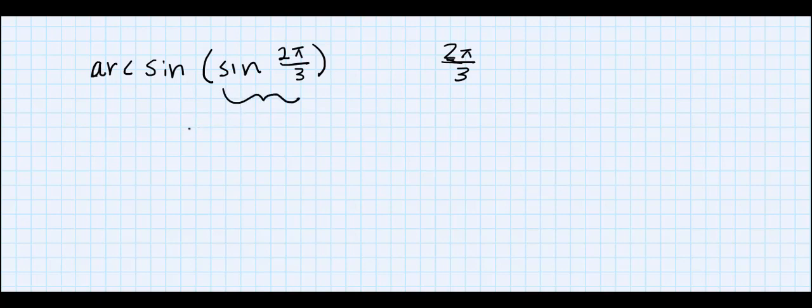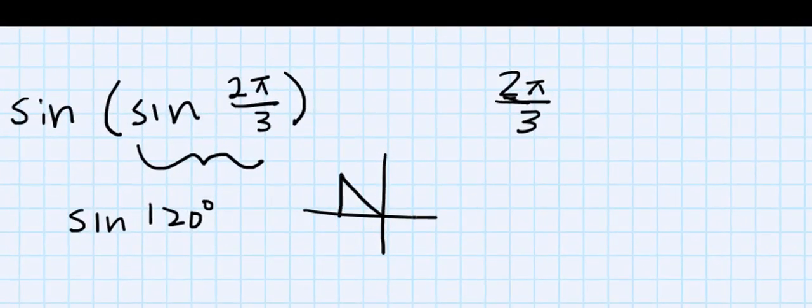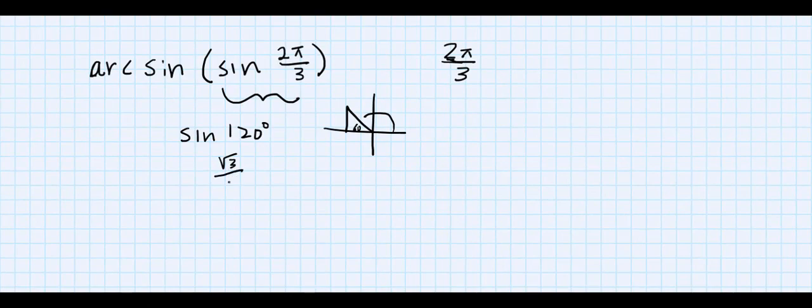Again, for those of you who like to work with degrees, that will be sine of 120 degrees. And what is sine of 120? Well, that's in the second quadrant. The reference angle is 60, and sine of 60 is radical 3 over 2. Sine in the second quadrant will be positive, so it is radical 3 over 2. So basically, we're looking for arcsine of radical 3 over 2.